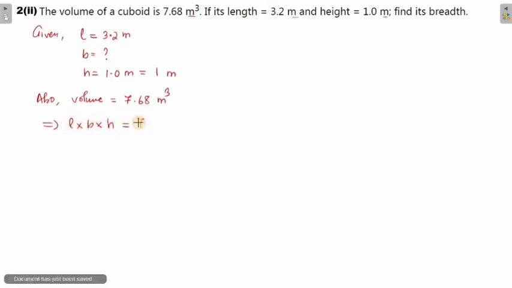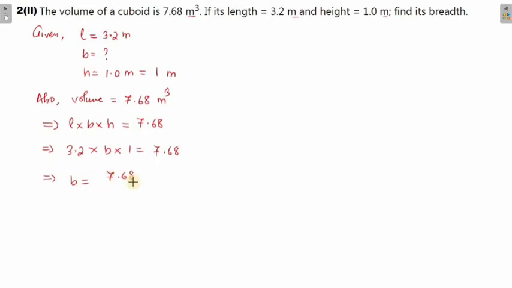You know that the formula for volume is L into B into H, and this is equal to 7.68. Now let's quickly put the values. L is 3.2. B, we don't know what B is. The question is in fact asking you to find B, and H is 1. So this is equal to 7.68. Keep only B out here. So you have B equals 7.68 divided by 3.2, because B into 1 gives you B. So basically you can take only 3.2 to the denominator.